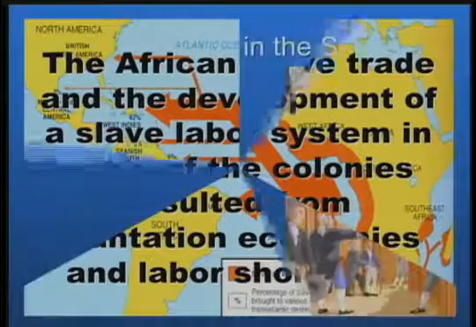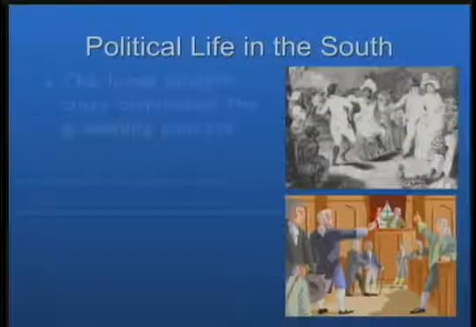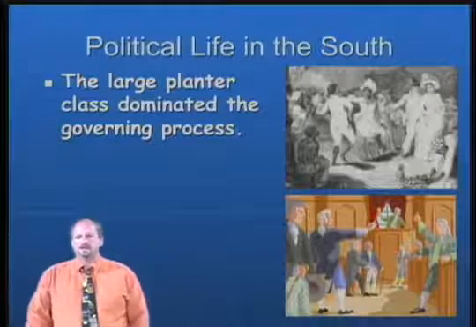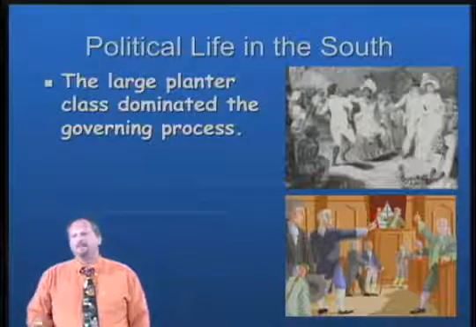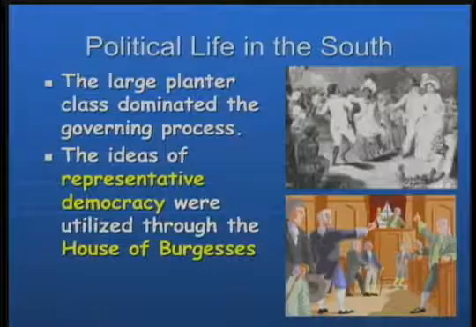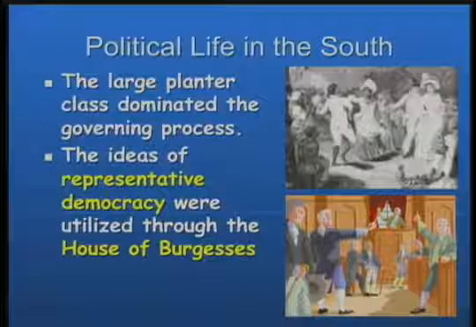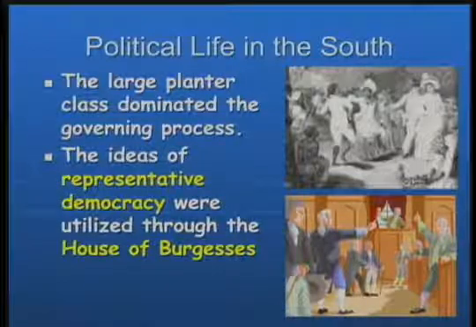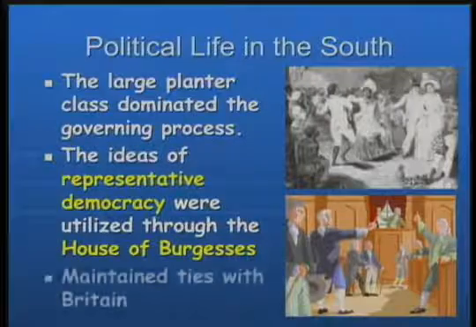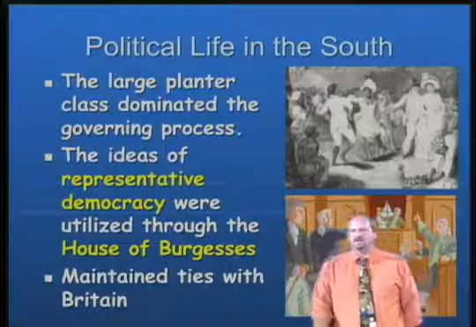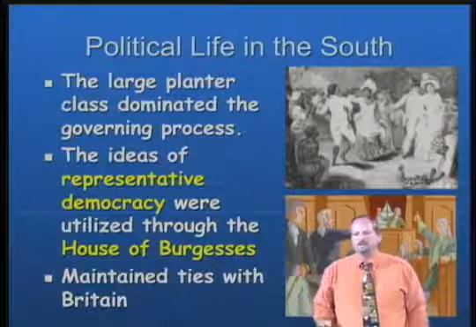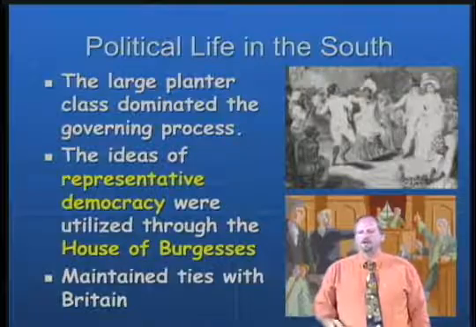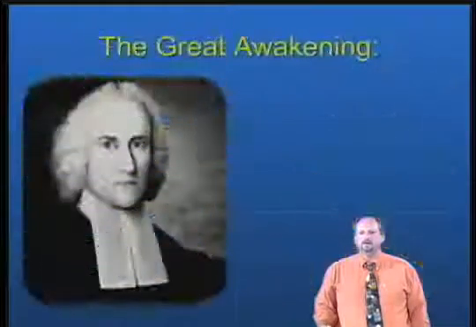and labor shortages. When it came to political life in the South, the large planter class dominated the governing process. That is, those with the money had the power. The ideas of representative democracy were utilized through the House of Burgesses as well as the representative governments of the Carolinas, Georgia, and Maryland. They maintained close ties with Britain, still holding on to the Anglican Church as their primary source of worship, and were the slowest to come around to wanting to separate from Britain.